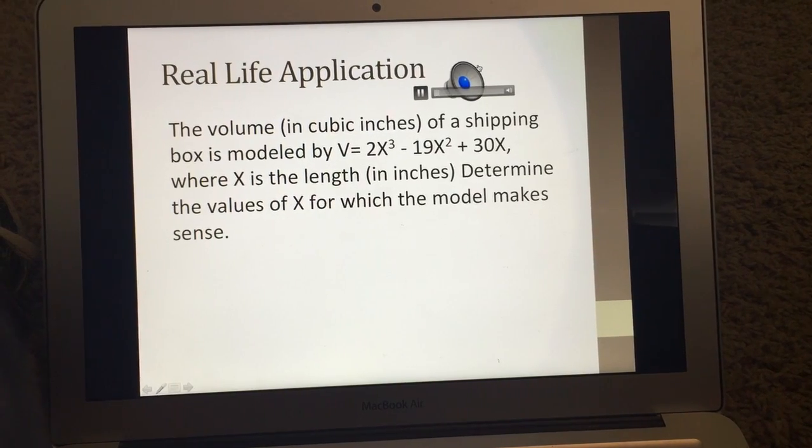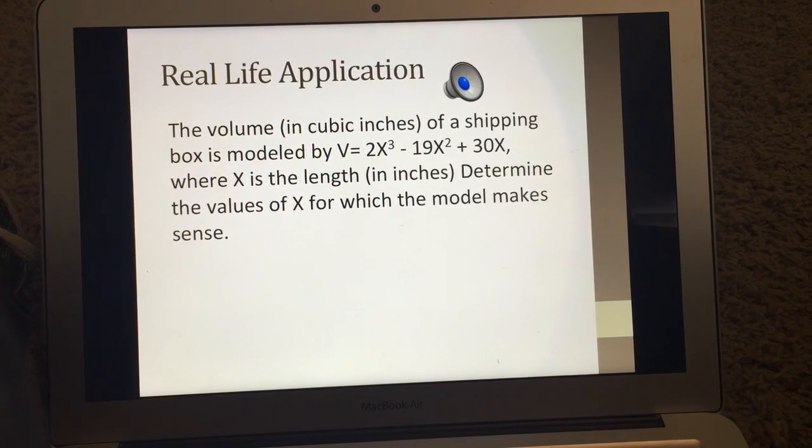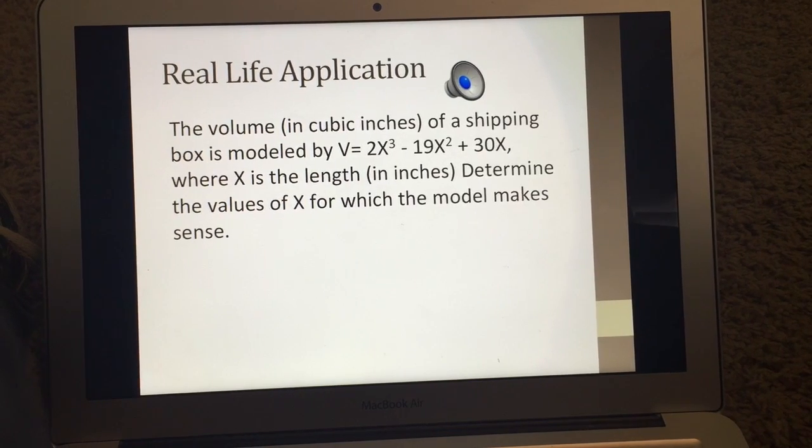The volume in cubic inches of a shipping box is modeled by V equals 2x cubed minus 19x squared plus 30x, and they want to know, where x is the length in inches, determine the values of x for which the model makes sense.